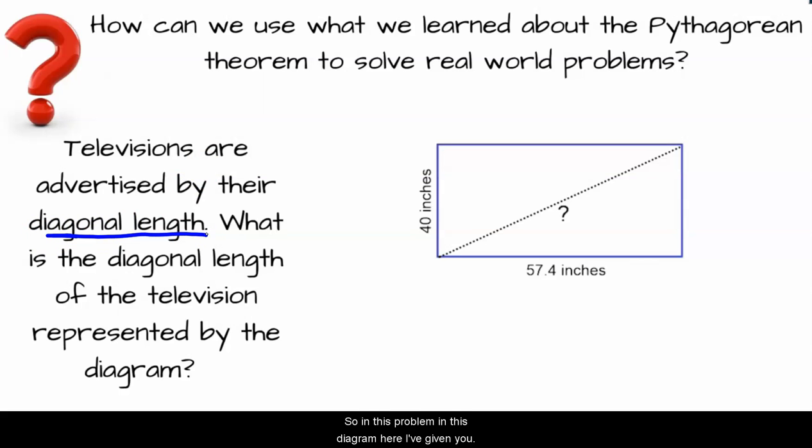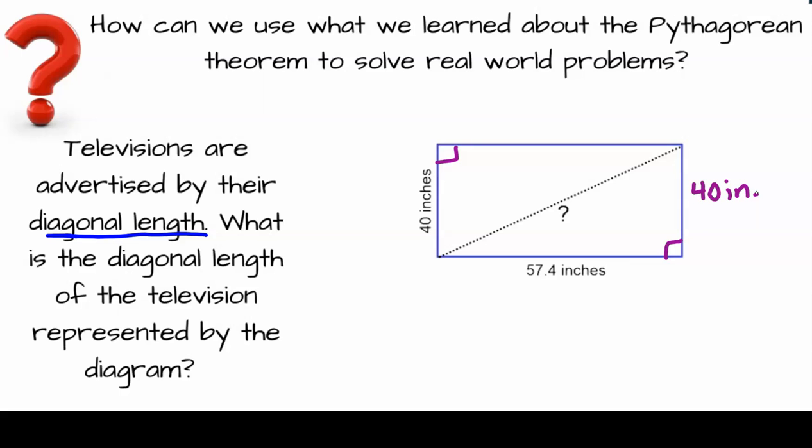So in this problem, in this diagram here, I've given you the length of the television and the height or the width of the television, and you're going to use the Pythagorean theorem to determine the diagonal or the number of inches that this television is, because we advertise or we label our televisions by their diagonal length. And I want you to notice, I'll give you a little hint, this is a rectangle, so these are right angles. If this is 40 inches, remember, this is also 40 inches.